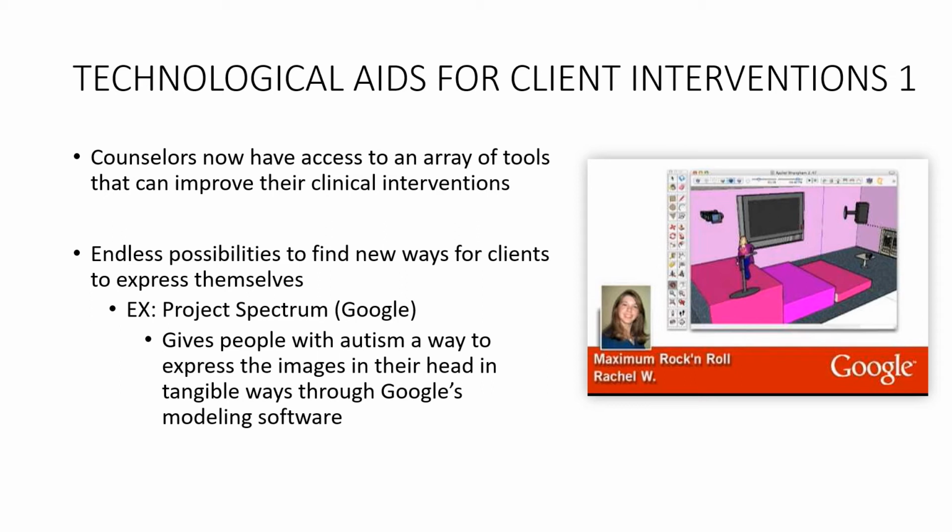An example would be Project Spectrum, which is created by Google. It gives people with autism a way to express the images in their heads in tangible ways through Google's modeling software. So it allows a person to kind of express what they're thinking in their heads in a visual so that you can also see it as a counselor. And then we can have a dialogue about what's going on.